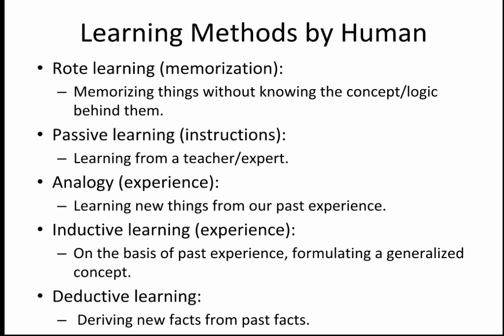And deductive learning is when we have some past facts and we want to derive some new facts from whatever we have learned earlier. These are different types of learning techniques that are generally used by humans, and we want our machines to learn, so we try to implement some of these learning methods.